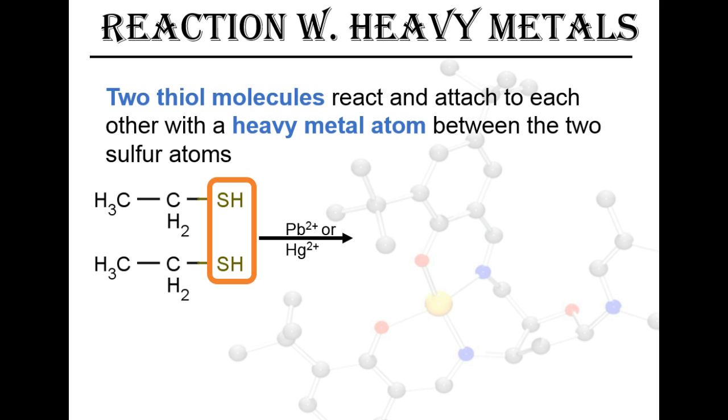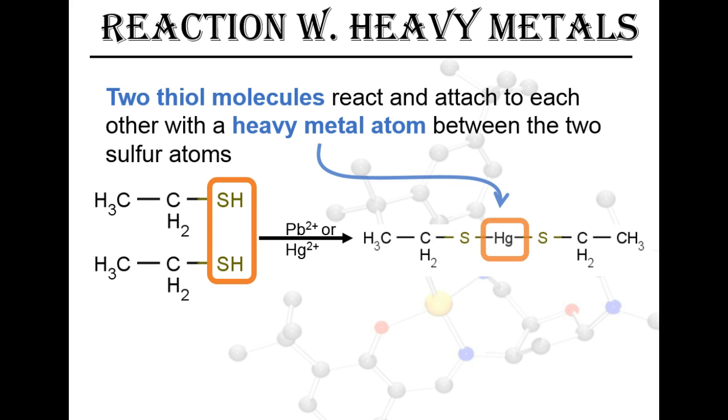And it's going to do pretty much the same thing as the last example. These two molecules, the hydrogens are removed and the sulfurs attached to each other, except this time there's a heavy metal atom which ends up in between the two S's. So the Hg or the Pb is going to go right in there. So your product for these is always going to be very simply the two molecules, S's pointed towards each other with the heavy metal in between them.